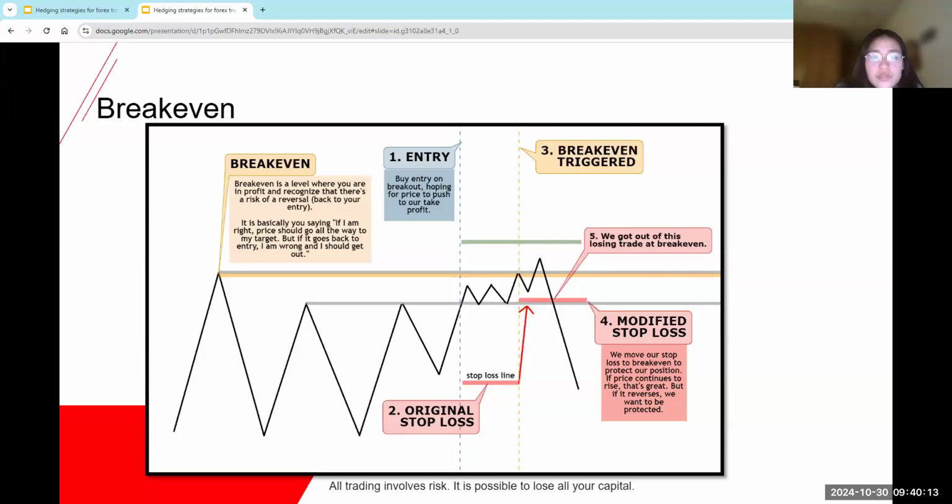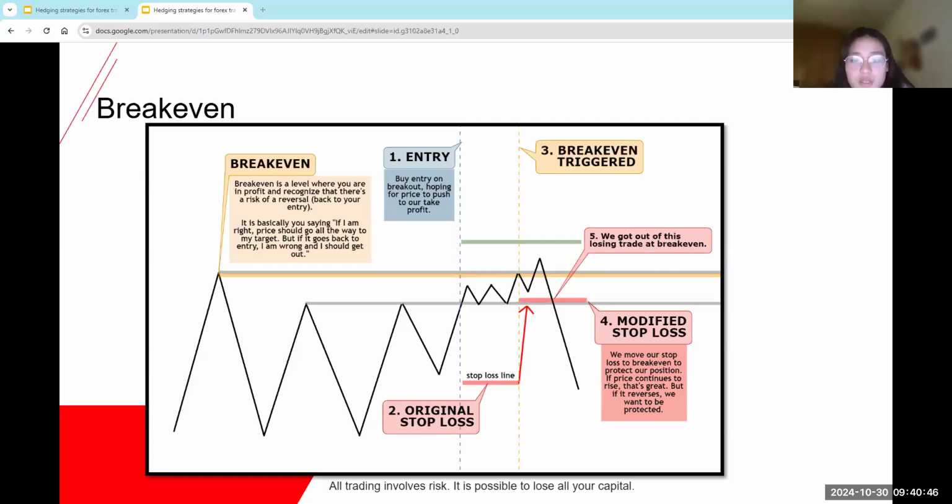So for break even, it's basically a level where you are in profit and you recognize that there is a risk of reversal back to your entry. So it's basically you saying if I'm right, price should go all the way to my target, but if I'm wrong, you should get out.